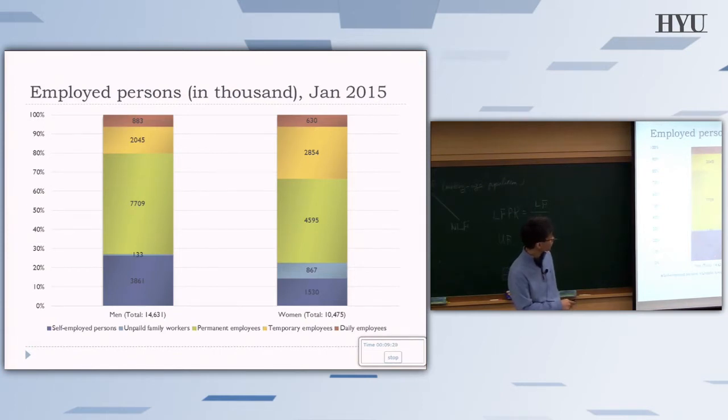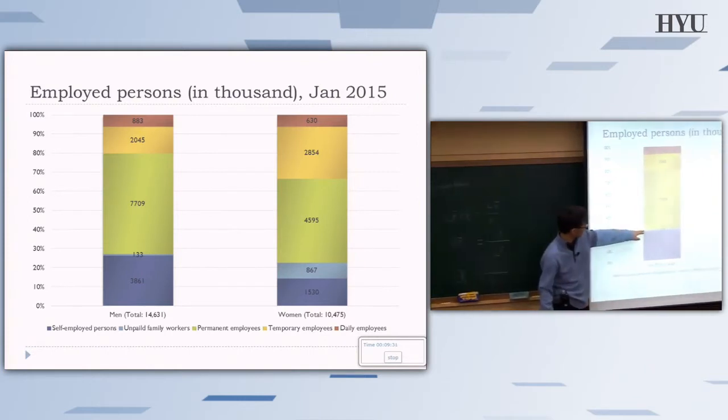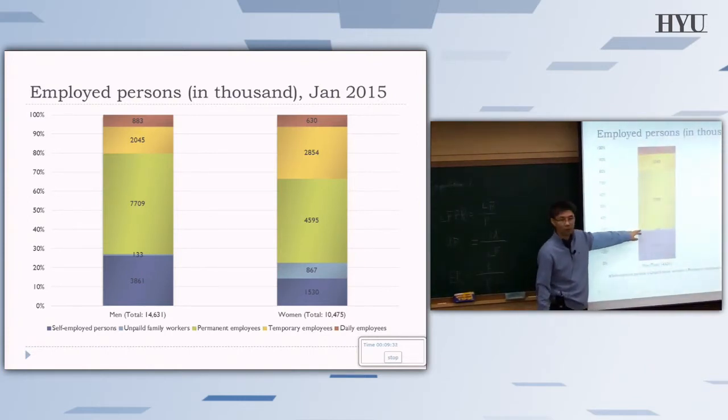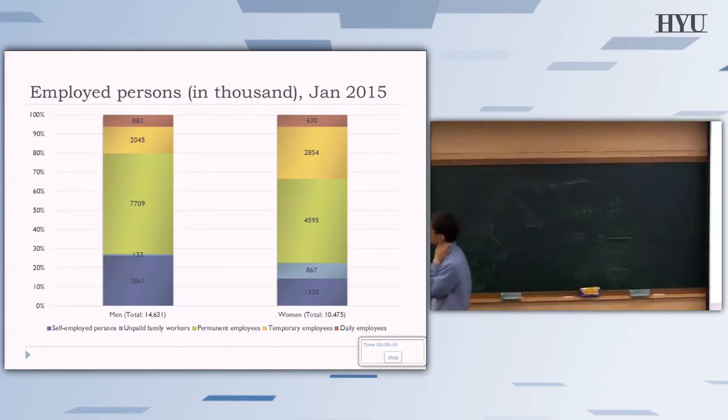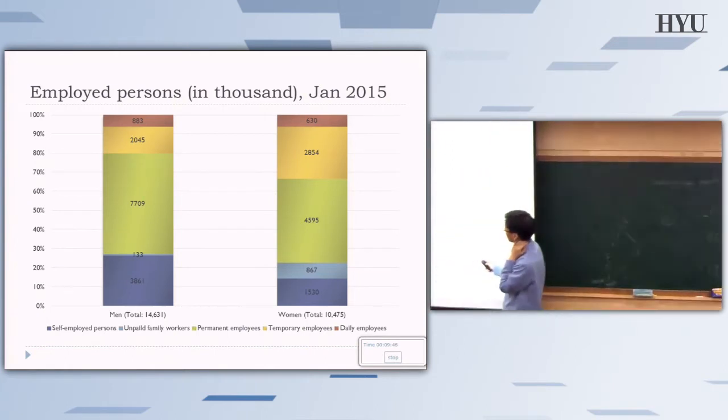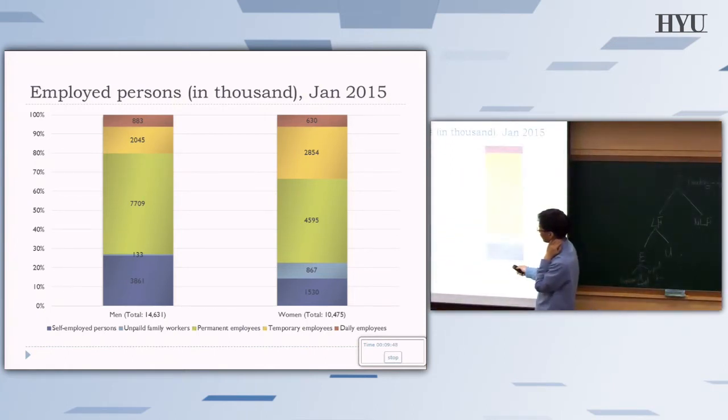So as you can see, up to here it's non-employees, which is less than 30%, and employees are more than 70%, about 75%. Most of them, the largest group, are permanent employees, with some temporary employees and a small number of daily employees.